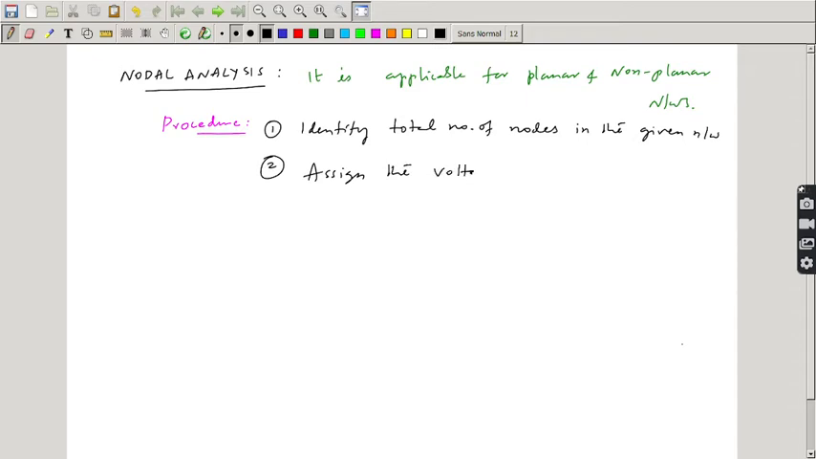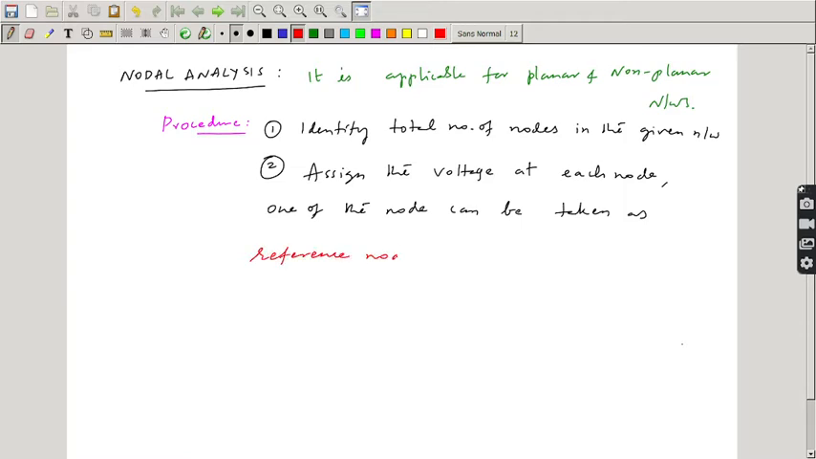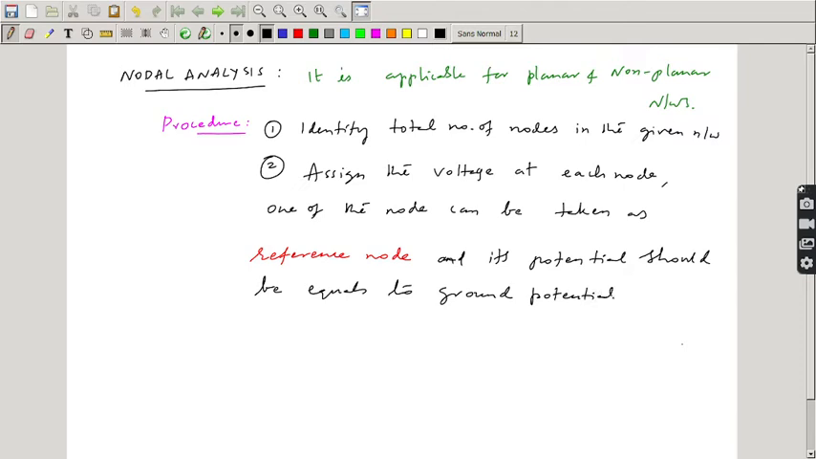One of the nodes can be taken as the reference node, and its potential should be equal to ground potential. Ground potential, you can take it as 0.